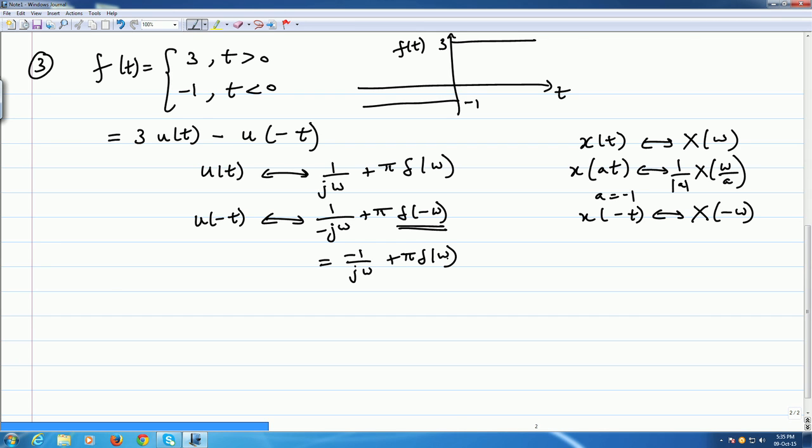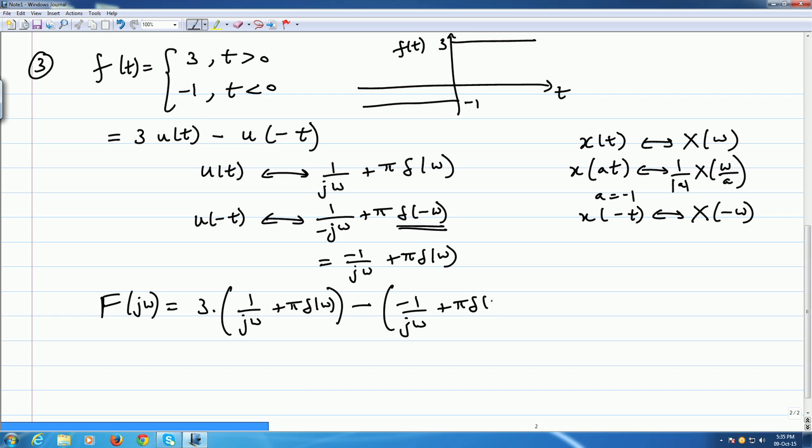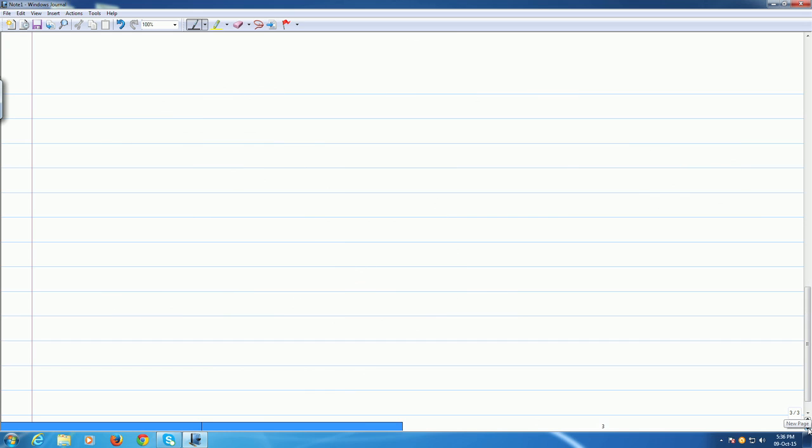So, once you know these two transforms, the transform for f of t is also very easy. It is 3 times 1 by j omega plus pi delta of omega, minus 1 by j omega plus pi delta of omega. So, you simplify this, you will get the answer 2 pi delta of omega plus 4 by j omega. So, that is question number 3.